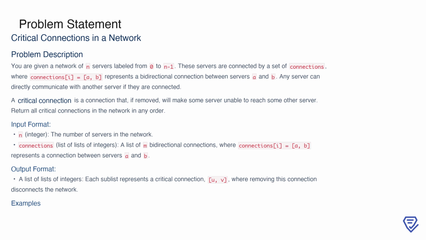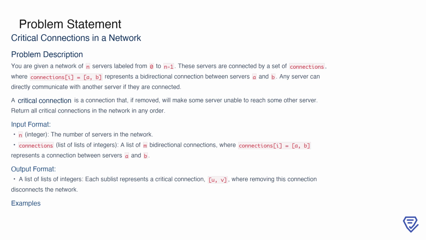The key challenge is to identify the critical connections in this network. A critical connection is one that, if removed, would result in the network being split into disconnected parts. Your goal is to return all such critical connections in any order.